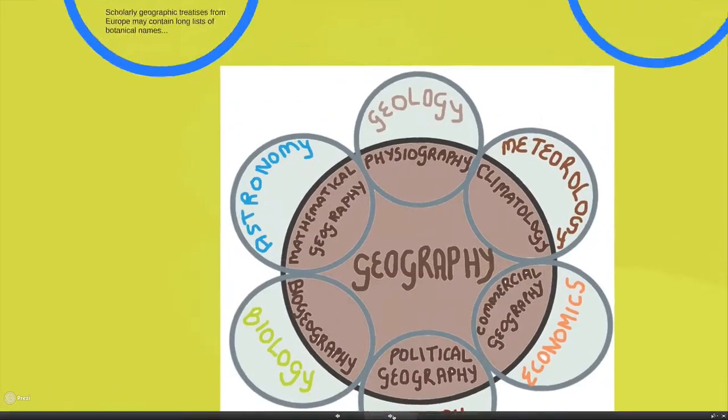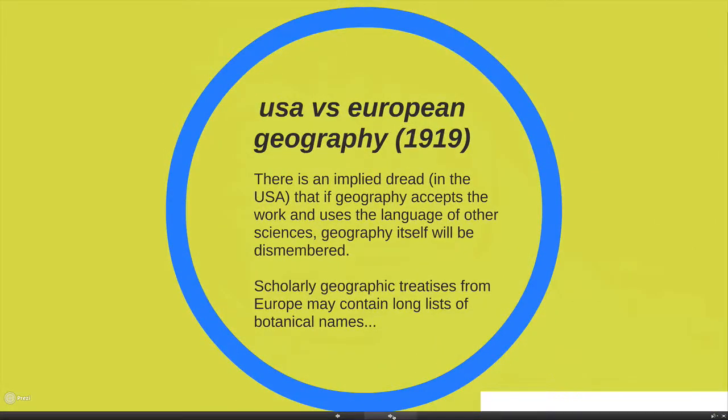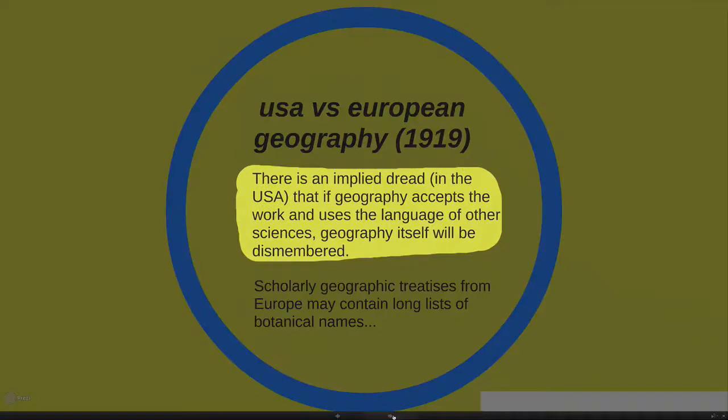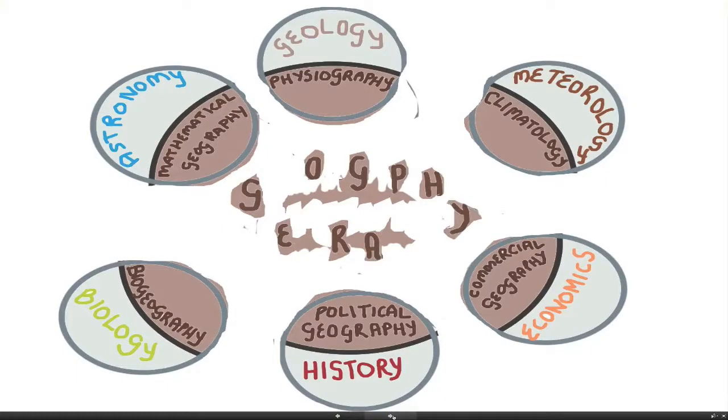Now, I'd like to take a look at a couple of quotes from this particular text to get a sense of how we would analyze geography using some of the tools of the book. Now, the first thing is this account of the difference in 1919 between geography in the USA and in Europe. And this is what he has to say about the USA. He says, there is an implied dread that if geography accepts the work and uses the language of other sciences, geography itself will be dismembered. So there's a fear of opening the boundary line between geography and other disciplines in case those other disciplines will invade and take geography over.